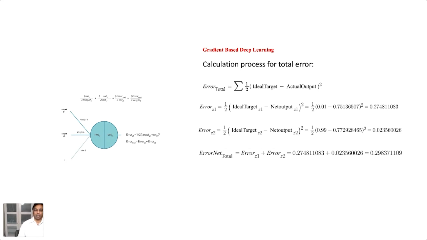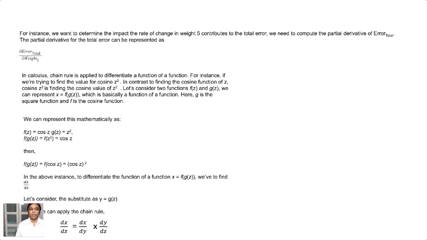So you know exactly the margin of error: this is the margin of error, 0.2983711109. And so that's when you are able to see the impact of the rate of change in weight 5 on the total error. So we also are going to calculate the partial derivative of the total error, which you can represent as the partial of E total by the partial of weight 5.